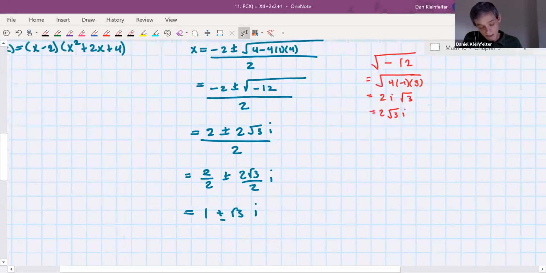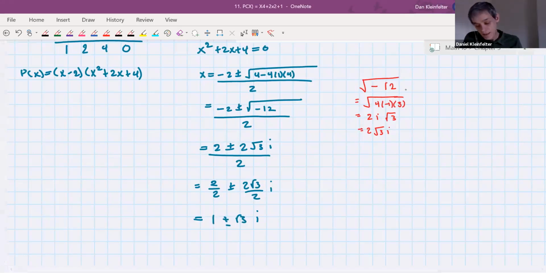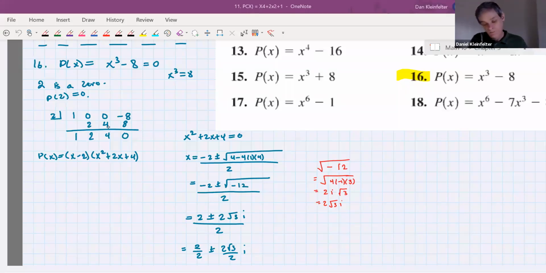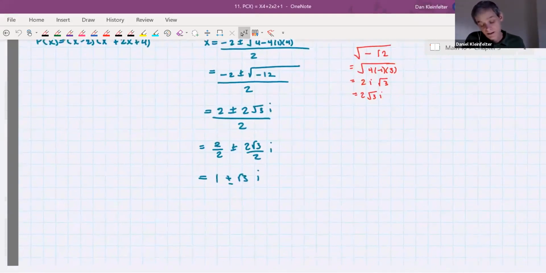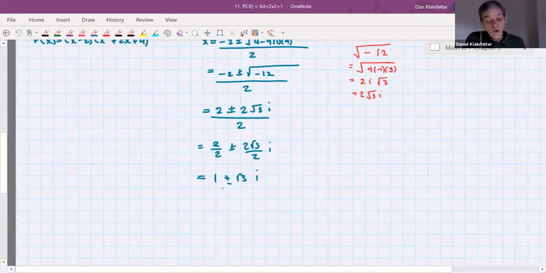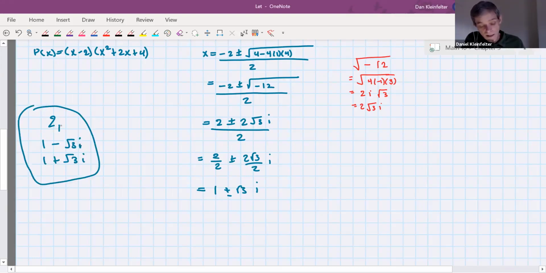Okay, so let me double check that, because I think I lost a 2 in here someplace. Let me find that. All right, so it turns out that was fine. I thought I had messed something up there, but it turns out that it's all right. So our other zeros end up being 1 plus or minus root 3 i. So our zeros in all are 2, and then 1 minus square root 3 i, and then 1 plus square root 3 i. All right, and those are the 3 cube roots of 8.